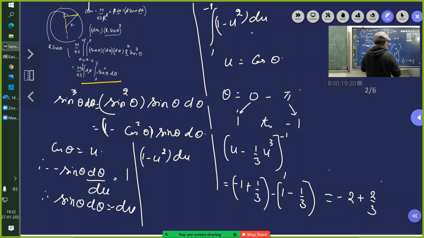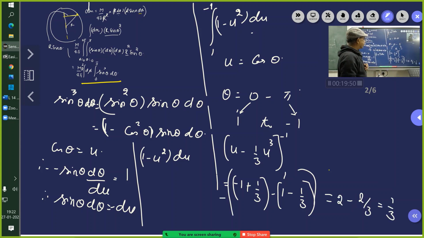So this whole thing will be, see, there is minus cos theta, right? Sin theta d theta is minus du, so it should be integration of u square minus 1 du. That thing one is correct, and only the last I should change. So it will be 2 minus 2 by 3. That's all it will change. Got it, friends?